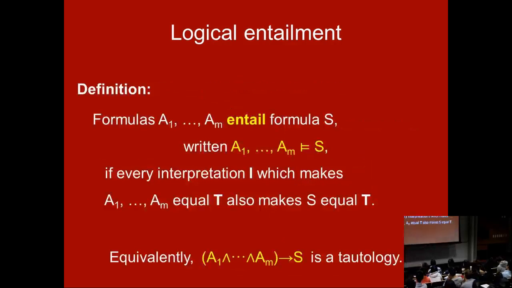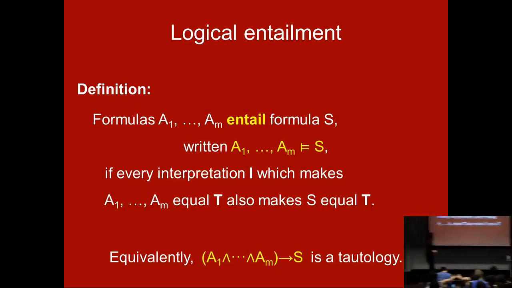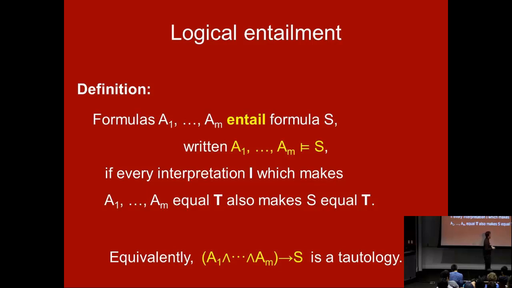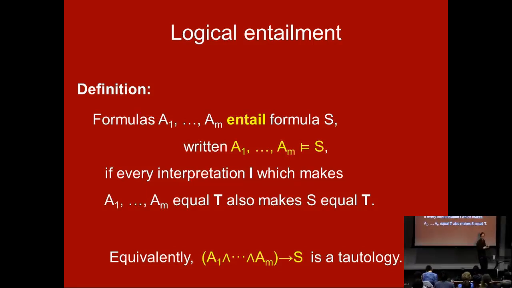We'll see some examples in a second. But we're going to have the same definition as in propositional logic. We say that A1 through AM entail formula S if every interpretation which makes the axioms true also makes S true. In other words, if an interpretation satisfies all the axioms, it necessarily also satisfies S. So it's the same as tautologies in a way. It's the same as saying that A1 and up to AM implies S is always true for every interpretation.